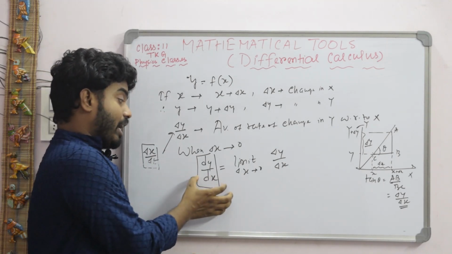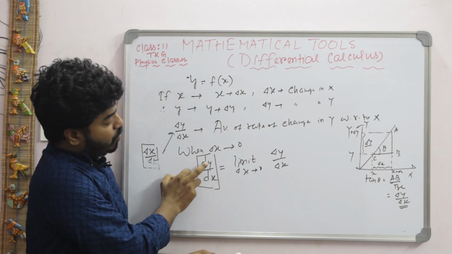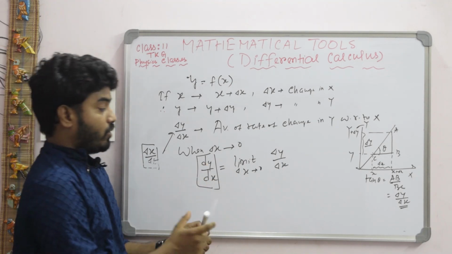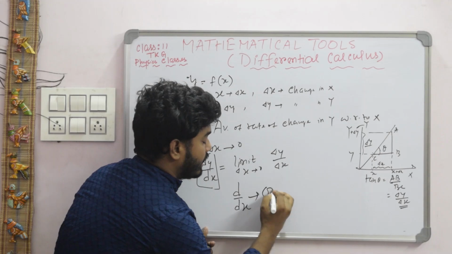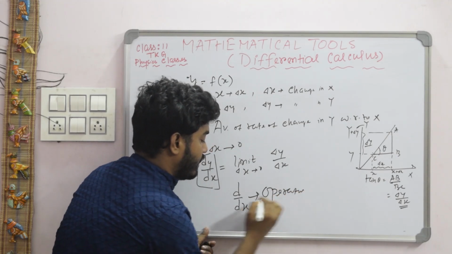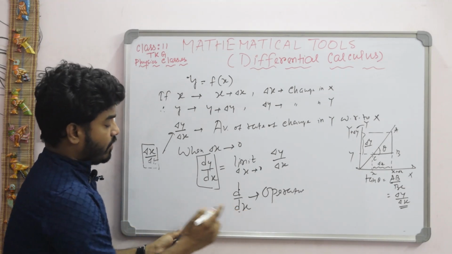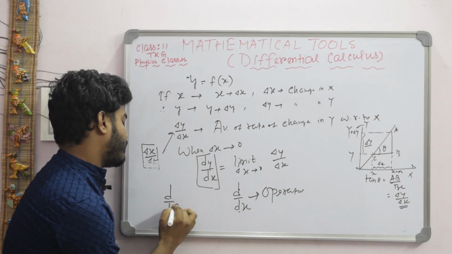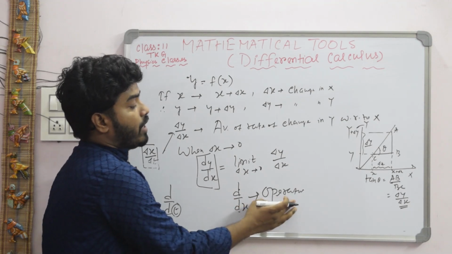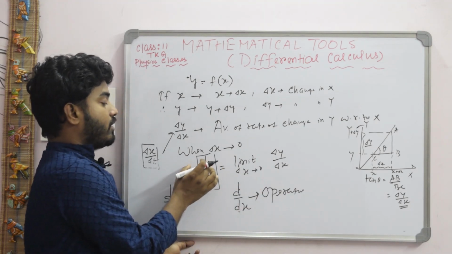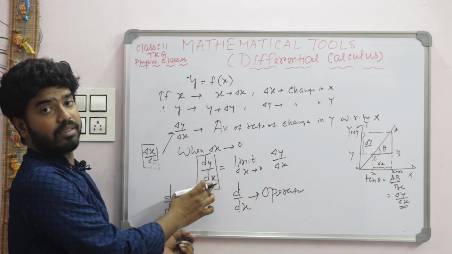This dy by dx is named as the differentiation, the differentiation of y with respect to x. This is the differentiation format, but you can say d by dx is the differentiation operator. That means you differentiate with respect to x. If I write d by dt, that means I am differentiating with respect to t. So d by dx is named as the operator of differentiation, and dy by dx is called differentiating y with respect to x, right?